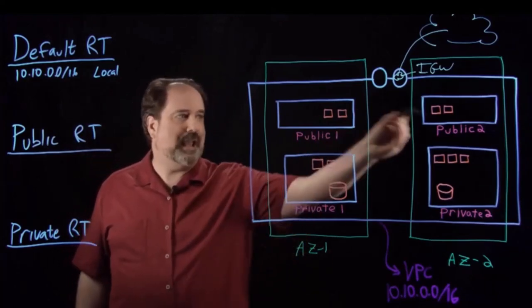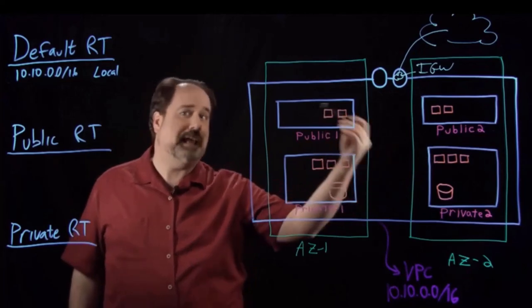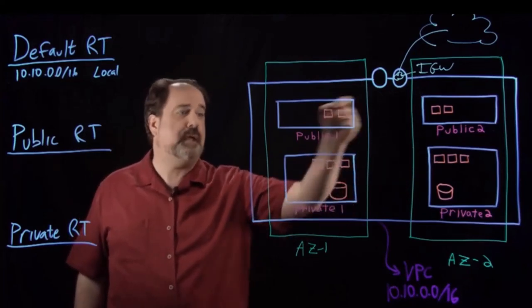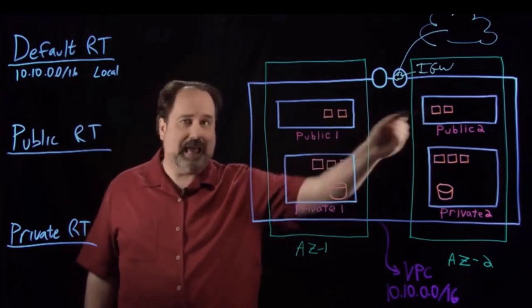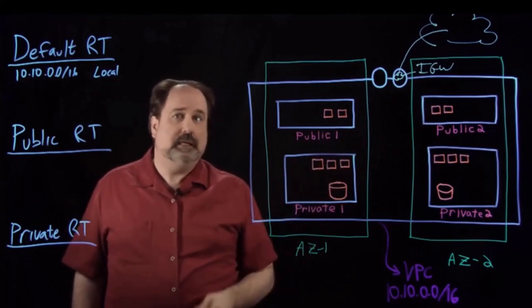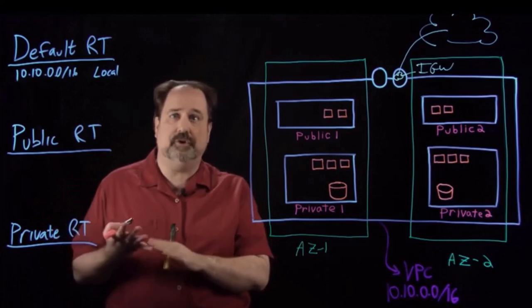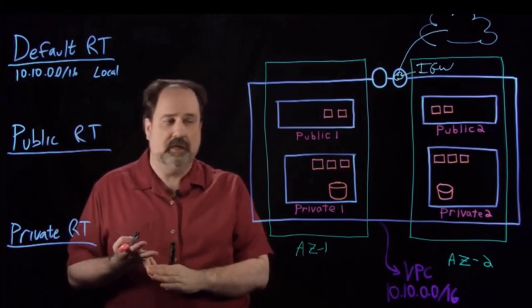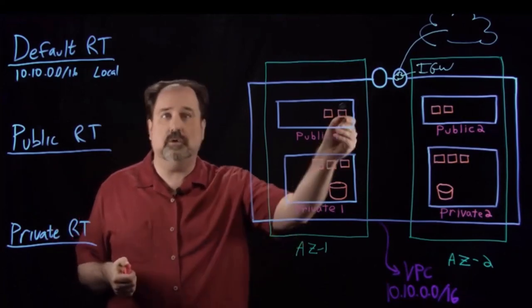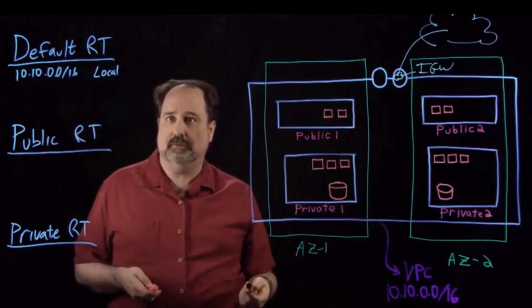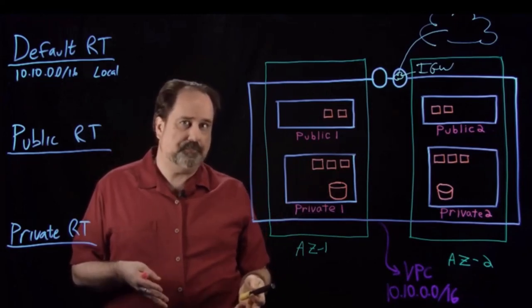But that means any asset inside the VPC, independent of its private IP address, independent of subnet, has a path to send the packet. It does not mean the packet's authorized. That's a later conversation we'll have about security groups and access control lists, but it means that the packet at least knows how to get to the other instance. But that's as far as it goes.